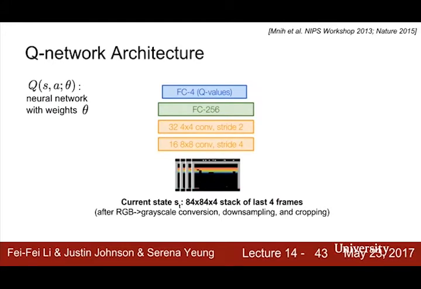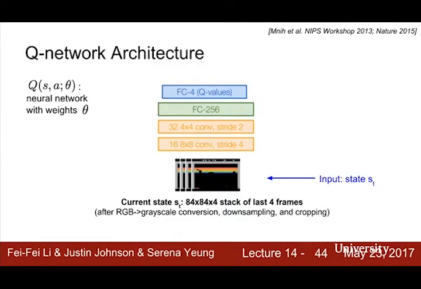Okay, so the network that we're going to use for our Q function is going to look something like this, where we have our Q network with weights theta. Our input, our state S, is going to be our current game screen. In practice, we take a stack of the last 4 frames, so we have some history. We take these raw pixel values, do some RGB to grayscale conversion, downsampling, and cropping, so some pre-processing. What we get out of this is an 84 by 84 by 4 stack of the last 4 frames.